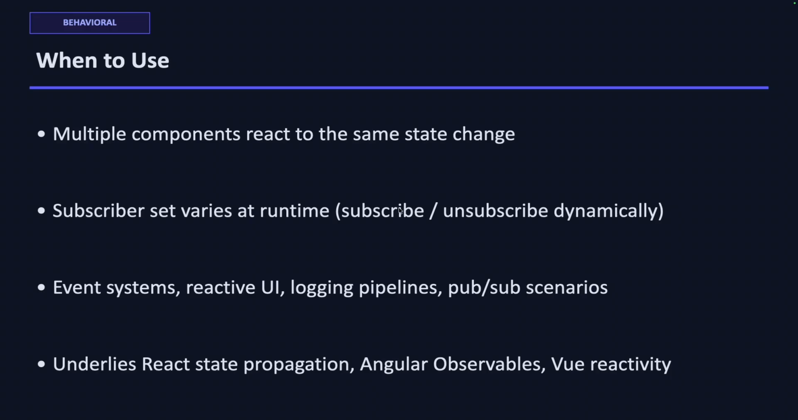It's the pattern behind virtually every modern front-end framework: React state propagation, Angular RxJS observables, Vue's reactivity system. All of these are observer variations; they're observers at their core.